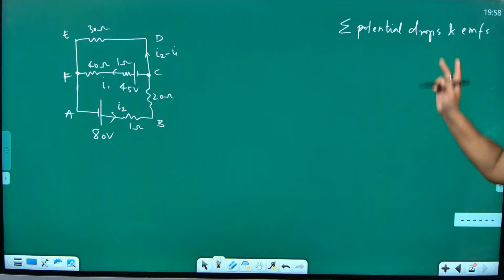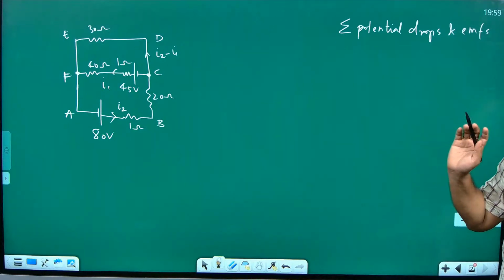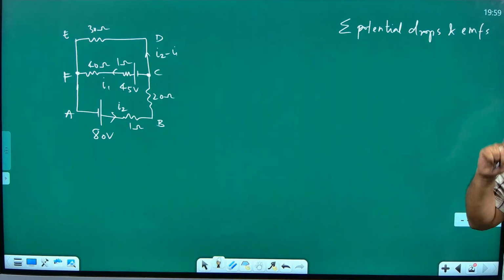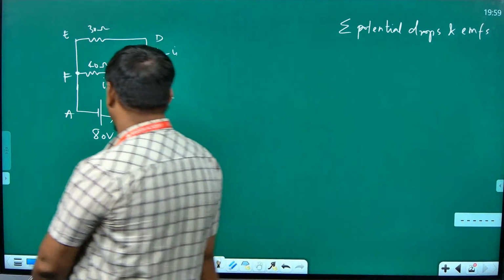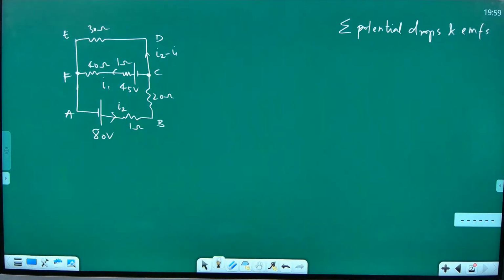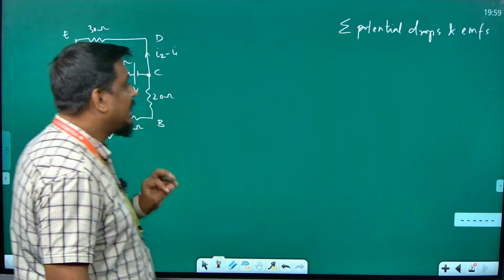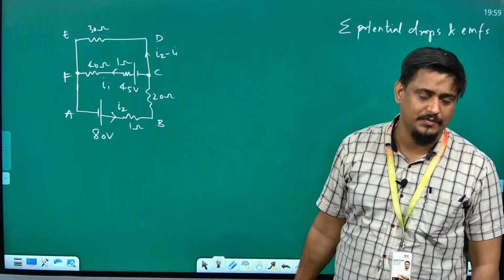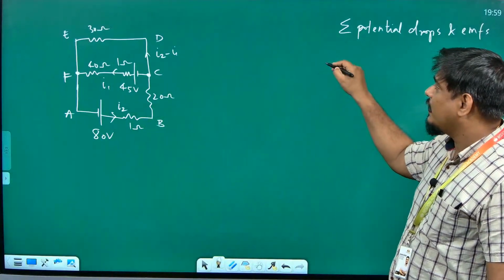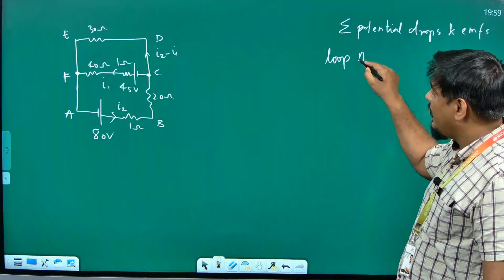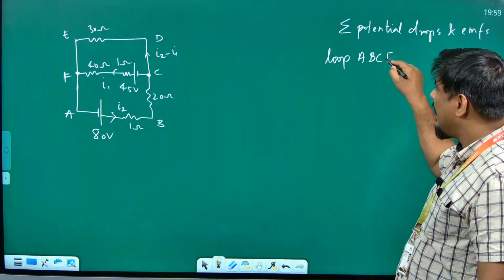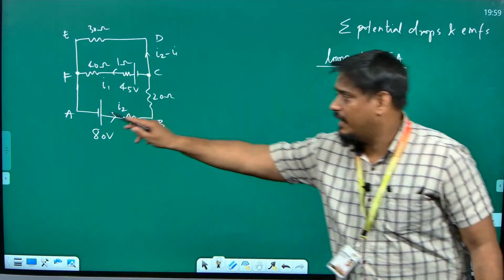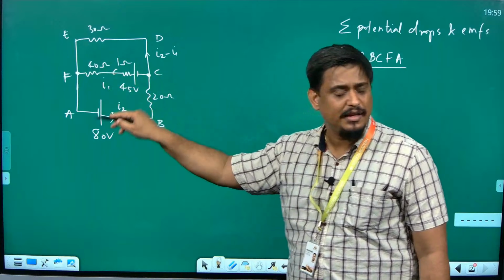Okay. So what this law says, this is only where you will get confused, this is only where you may lose marks. So please be attentive now. First thing, I want to take loops here. What is the meaning of loop? A closed loop. Here there are 3 loops possible. A student can take loop A, B, C, F, A.